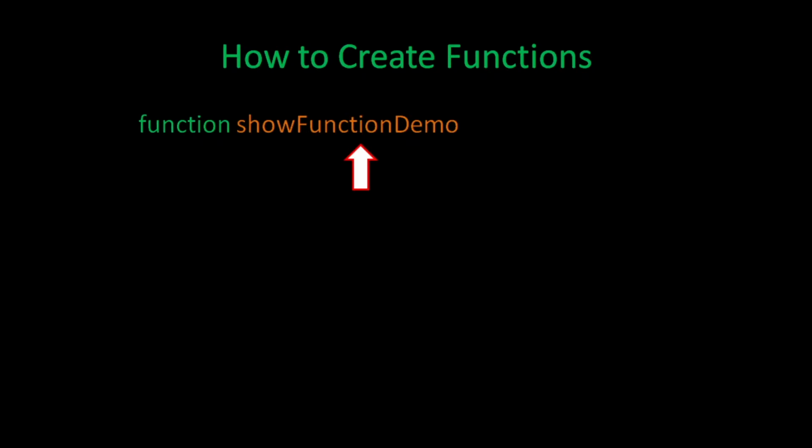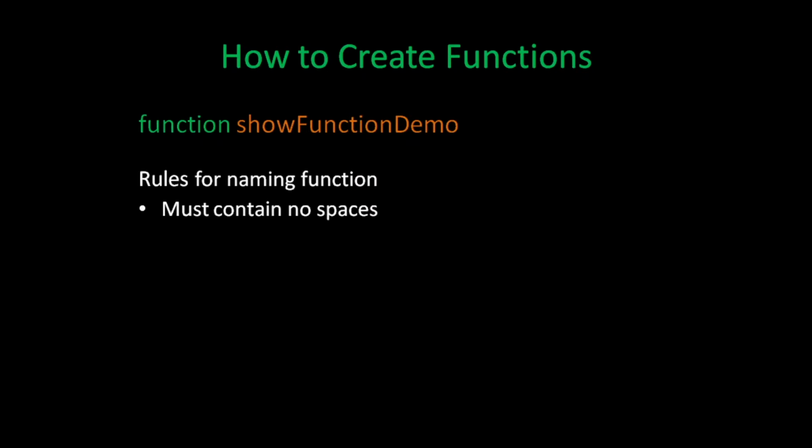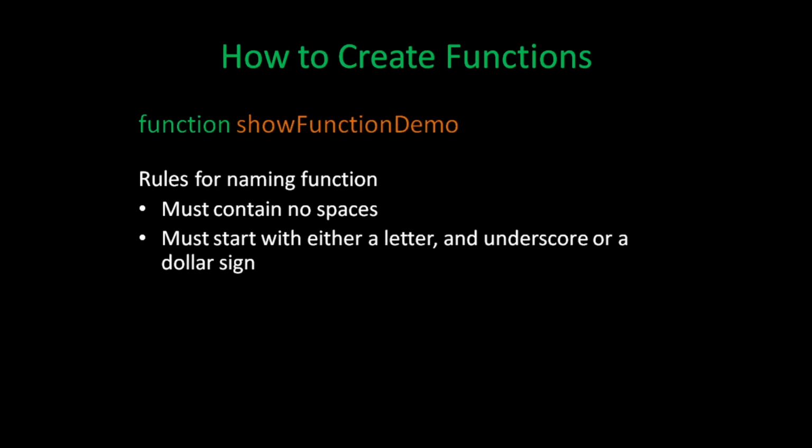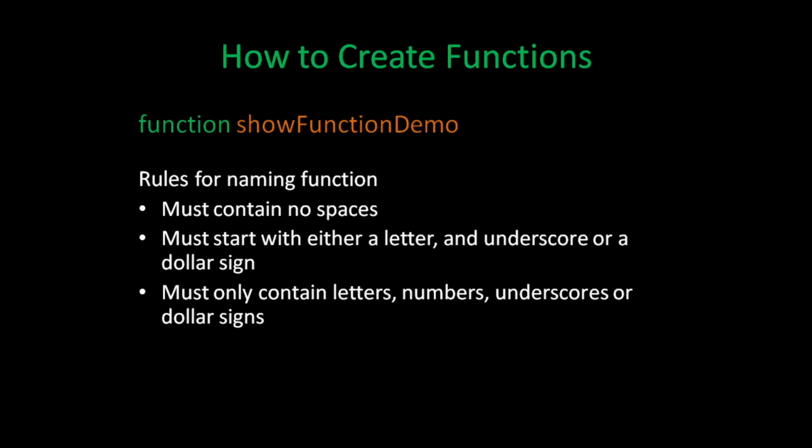Function names follow the same rules as we use for naming variables. When we name a function, it must contain no spaces. The function name must start with either a letter, an underscore, or a $ sign. No other characters are valid for the first letter of a function name. Function names must only contain letters, numbers, underscores, or $ signs. Numbers are not allowed as the first character, but they can be used as a character after the first character.